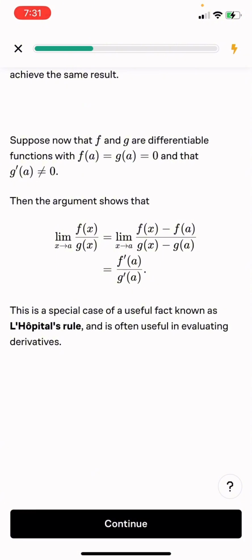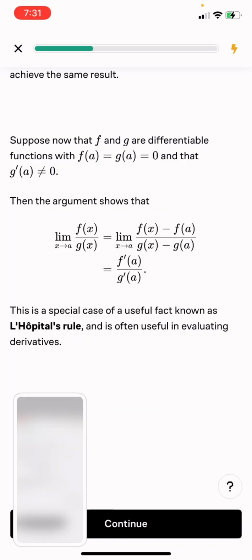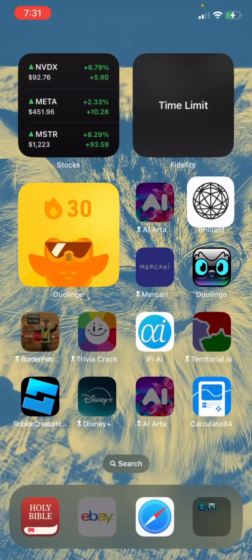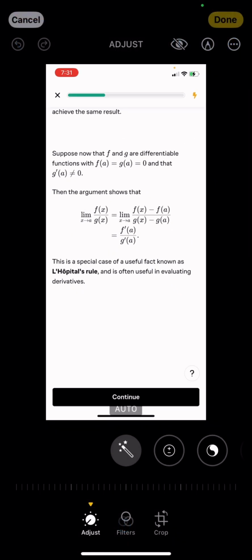It's often useful for evaluating the derivatives. Let me take this picture.